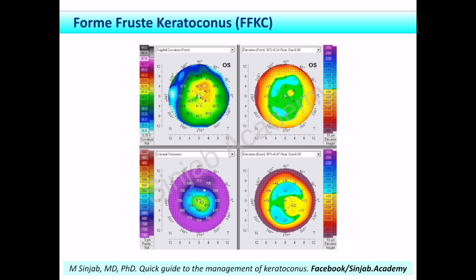The other definition is an abnormal cornea that has abnormalities, but those abnormalities are not sufficient to classify this cornea as having frank keratoconus, and at the same time, it is not a normal cornea.